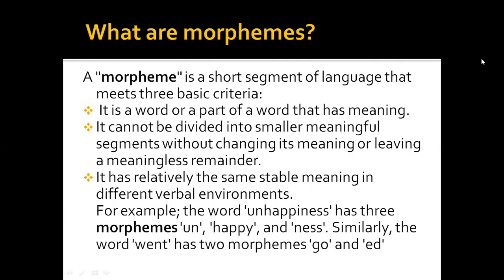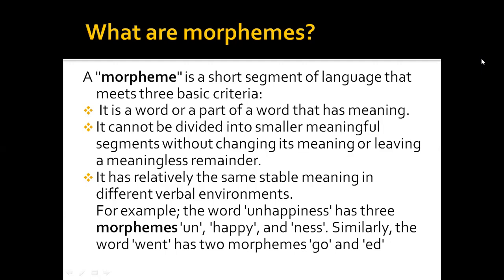As we discussed in the example, unhappiness is one word, and it has three morphemes: un, happy, and ness. Similarly, the word went has two morphemes: go and ed, that is, the past tense verb form. Went: go and ed. That is two morphemes there. So in this way, we can say that a morpheme is a short segment of a language that cannot be further divided. So that is the morpheme.